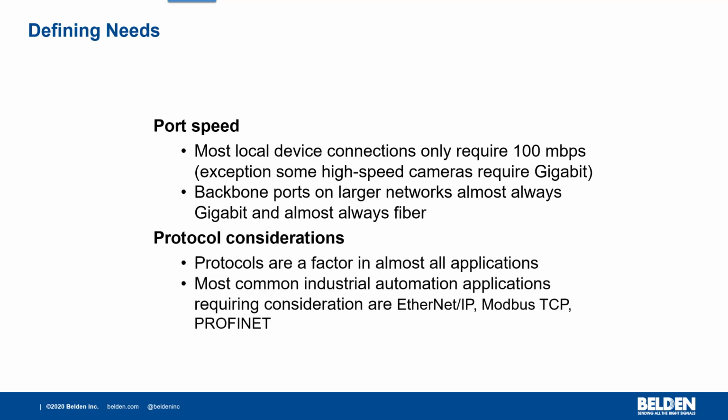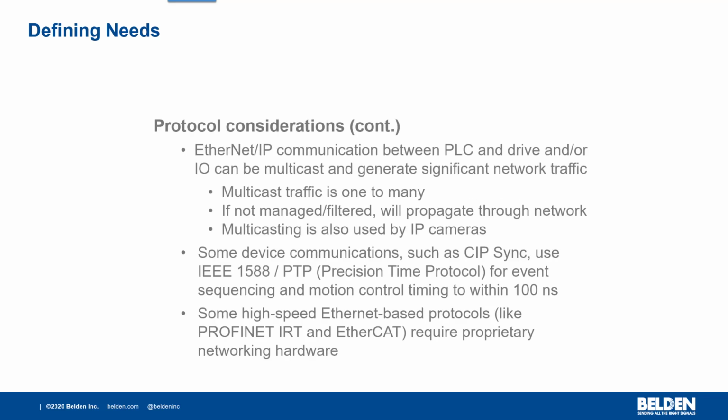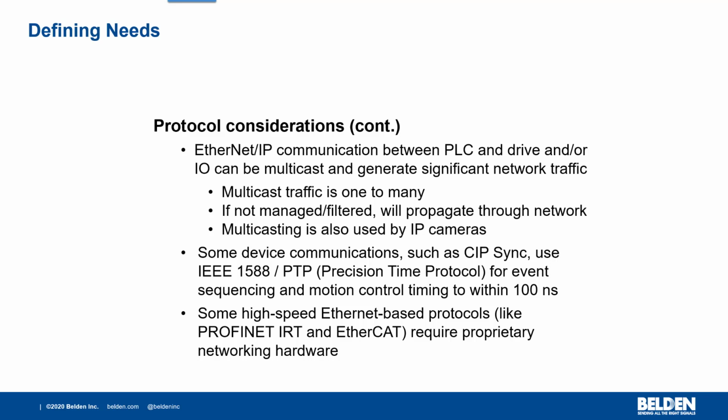Protocol considerations, as mentioned previously, are a factor in almost all applications. Some of the most common industrial automation protocols out there are Ethernet IP, Modbus TCP, as well as Profinet. Ethernet IP's communication between the PLC and the drive and/or I/O can be multicast. It doesn't always have to be, but it can be, and if not properly filtered on the network, can generate broadcast traffic as a result of this multicast.